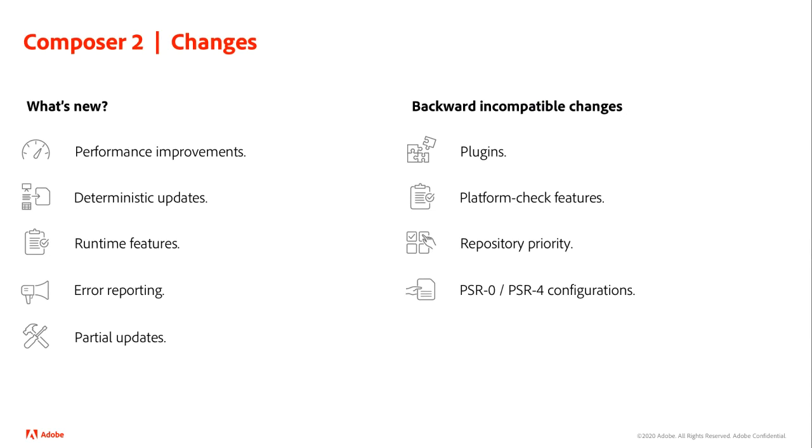During the upgrade, while adding support of Composer 2 for Magento 2.4, we faced the following backward incompatible changes that affected our code base: plugins, repository priority, and issues with PSR configuration. The issues with PSR configuration were fixed in the code. Repository priority was easy to fix; we just uploaded the missed packages. And we moved forward with fixing plugins.